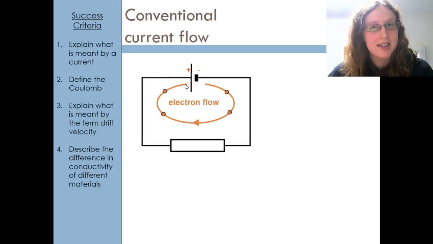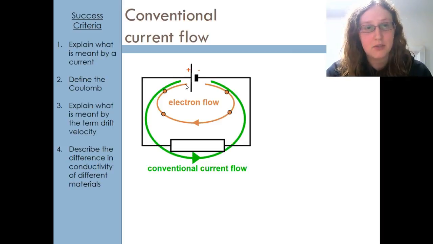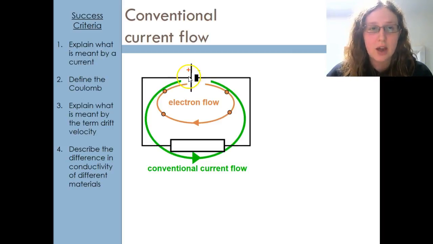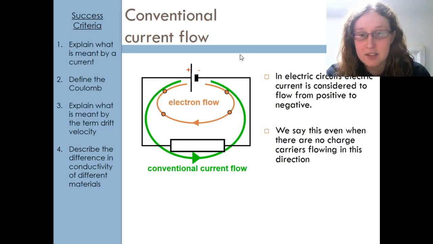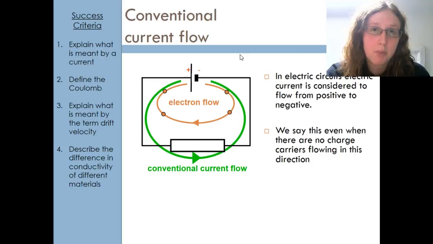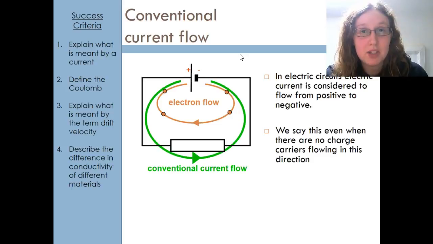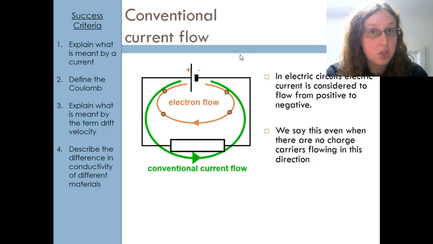But if you're asked about current, the direction in which current flows, sometimes also called conventional current, we consider it to flow from positive to negative. Okay, so in an electric circuit, electric current flows from positive to negative. So the direction of current is not the same as the direction that the electrons are moving. And it doesn't matter if there are no charge carriers flowing in that direction, current always flows from positive to negative. It's just a convention, it's the way we do it, it's kind of tradition, you can think of it as, but you do need to know that.